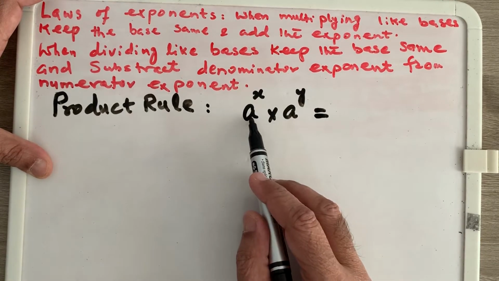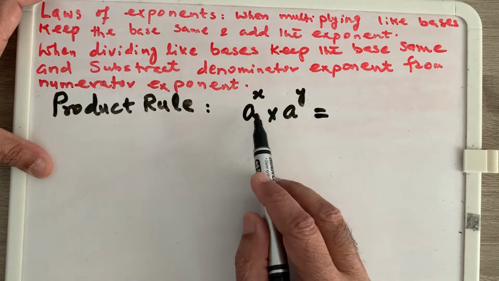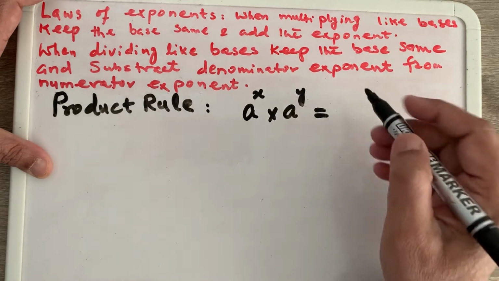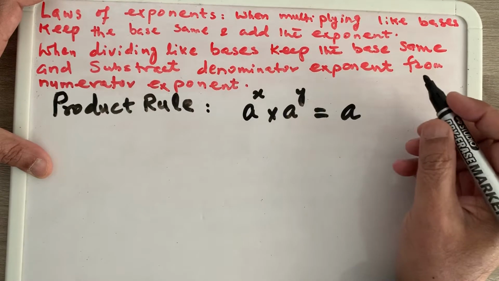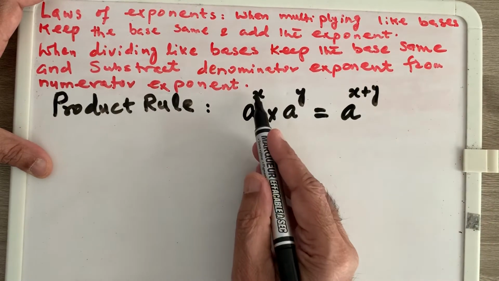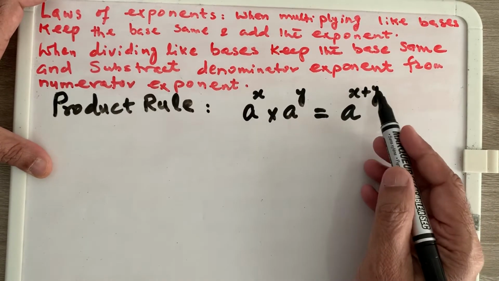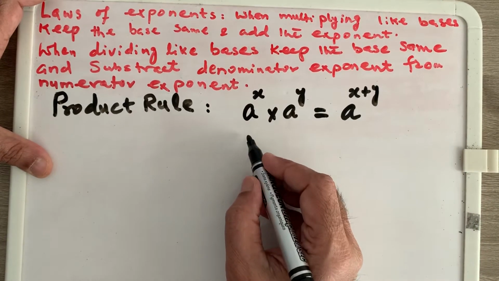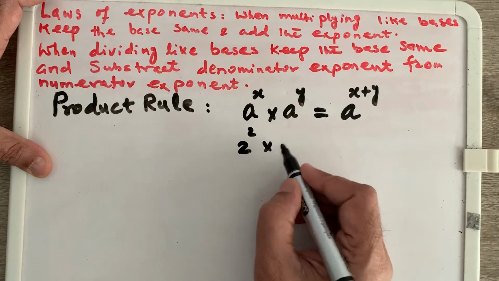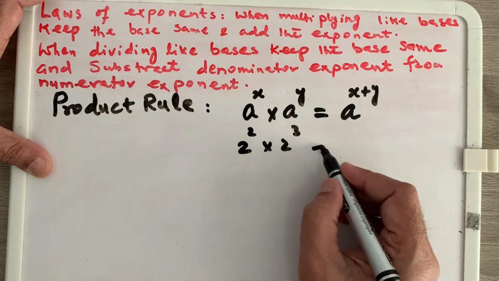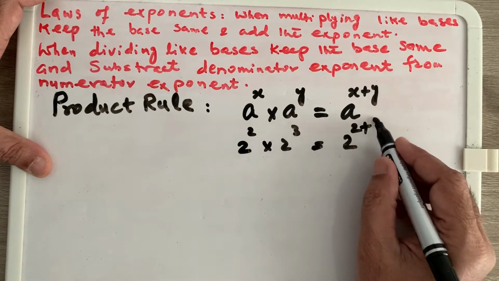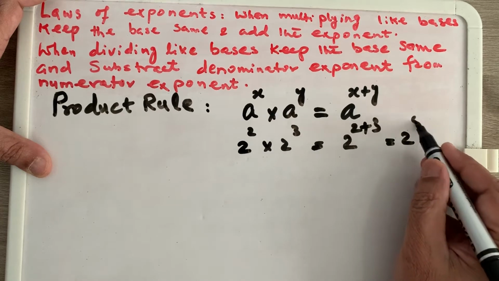When multiplying same bases or like bases, the powers are going to be added. Add the exponent. So keep the base same, and add your powers. Here in this example it is x and y. So I add them together. If you have any number, for example, 2 to the power 2 times 2 to the power 3, what I have to do is keep the base same and add the power. So 2 plus 3, my answer will be 2 to the power 5.